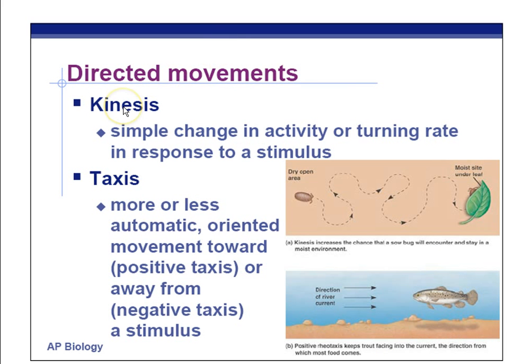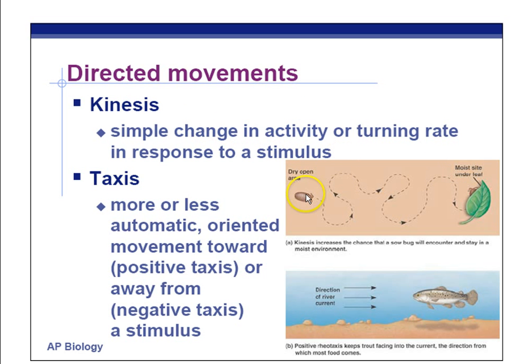Directed movements, kinesis, both are in response to a stimulus. So whether it's kinesis or taxis, there's some kind of stimulus that results in that behavior. Kinesis is a simple change in activity or turning rate in response to a stimulus. So if you can imagine like a fly in a room, it senses some food in that room, it'll just kind of fly randomly until it gets closer to it and is able to detect it a little bit better with its chemoreceptors.